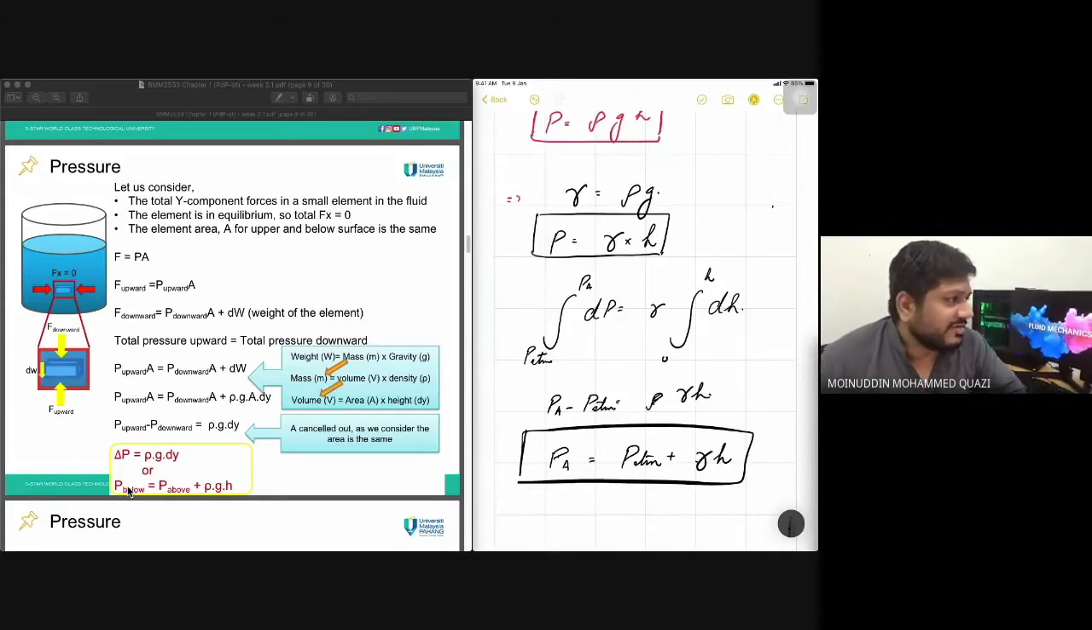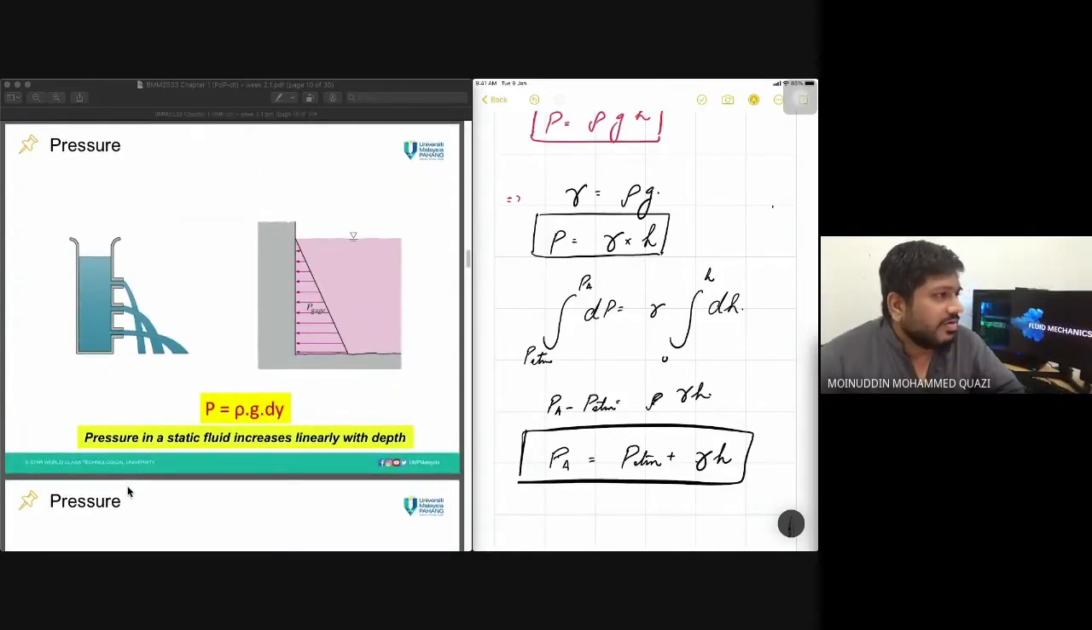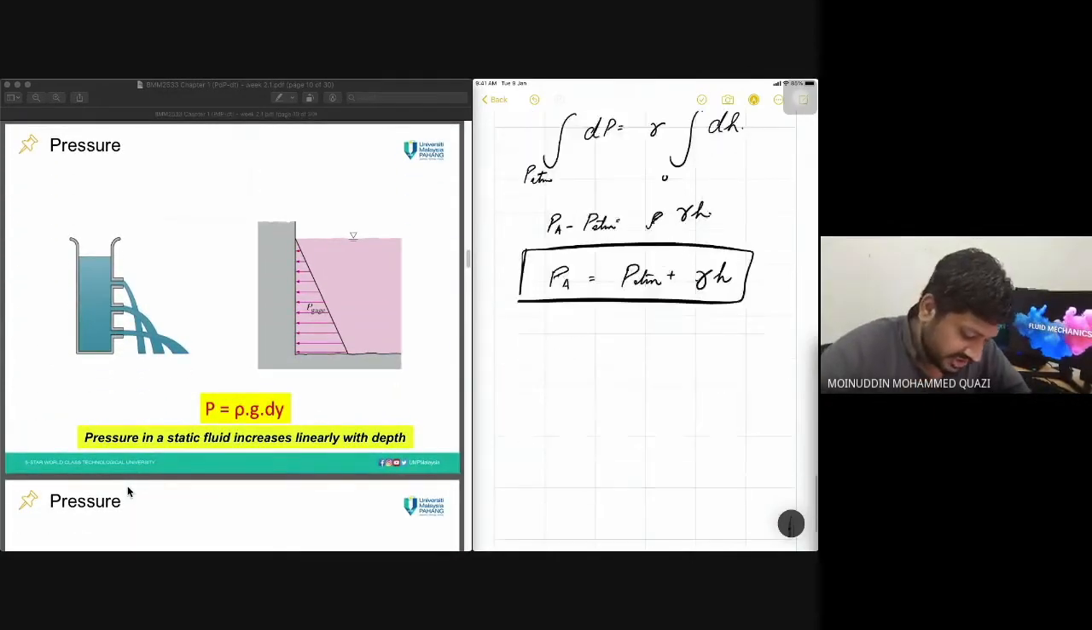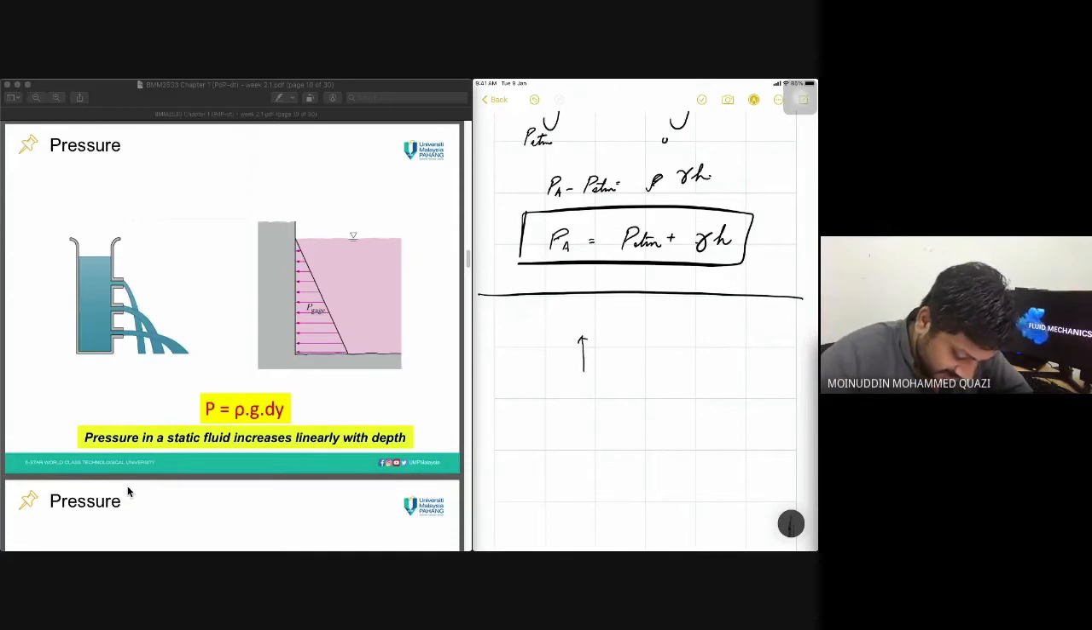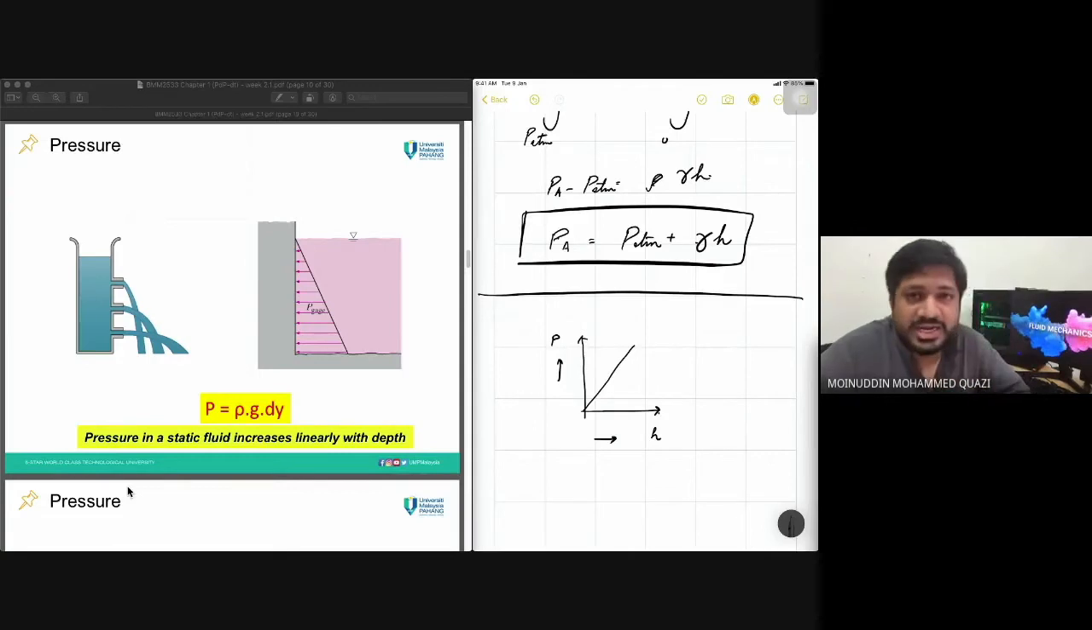Here they've done it through a different way, and I have done it through a different way. Now, how much does pressure change? That's very important. Pressure changes linearly with respect to depth. Okay, so I have got a graph. This is pressure, this is height. So as the height increases, the pressure increases, and it goes linearly. This is a straight line, linear.